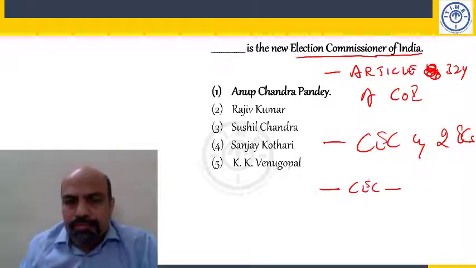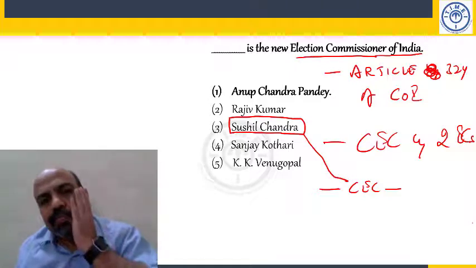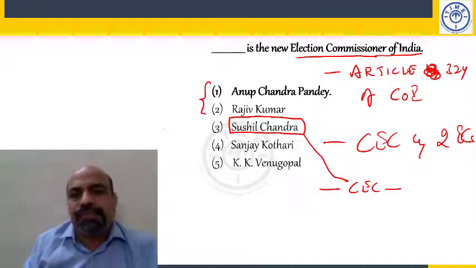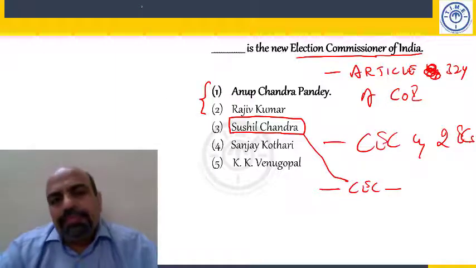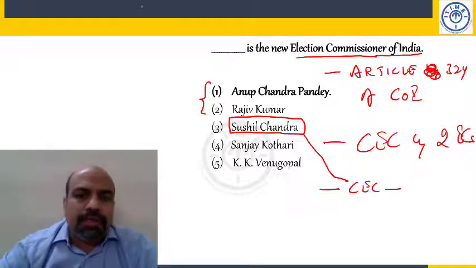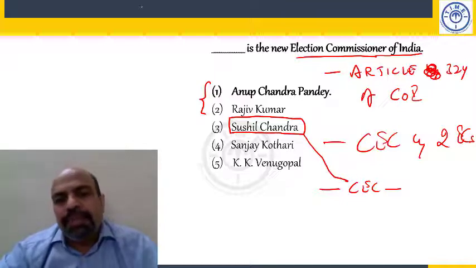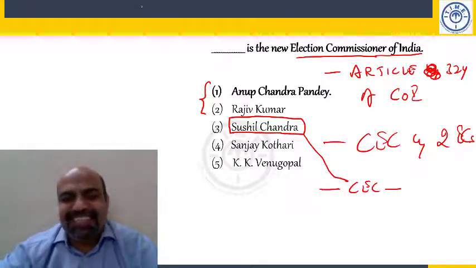CEC. This is CEC. Sushil Chandra. Okay. CEC Sushil Chandra. Next, ECs. These two guys. ECs, Election Commissioners. Anup Chandra Pandey and Rajiv Kumar. Since Pandey has just come in, after Sushil Chandra retires, the next CEC will be Rajiv Kumar. So that's how you look at it.